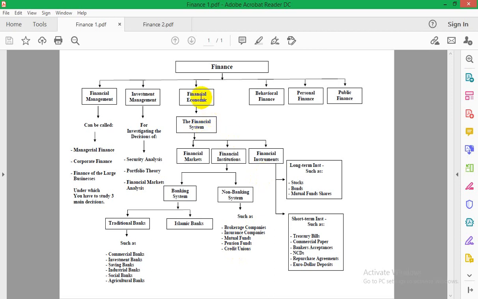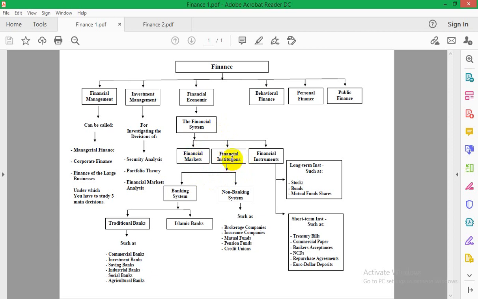We said that financial economics is the subject of studying the financial system, and the financial system itself can be classified into financial markets, financial institutions, and financial instruments. What is the meaning of financial instruments? The financial instruments are the financial assets, the financial securities that can be traded inside the financial markets by the financial institutions. The financial instruments are the media that the financial institutions as investors can use for dealing inside the financial markets.